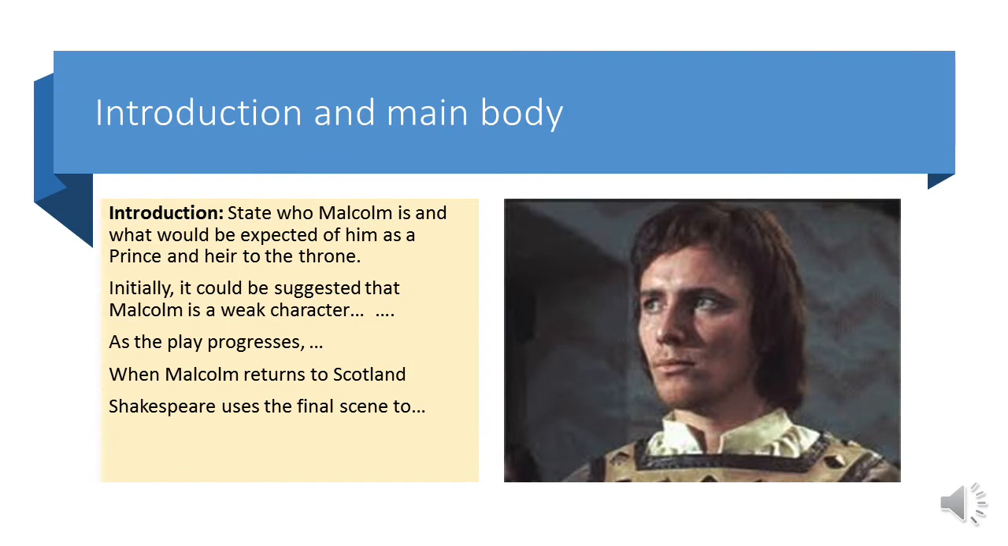Okay, so in the introduction, state who Malcolm is. Who is he? Obviously, he's a prince. He's an heir to the throne. Initially, it could be suggested he's weak. We've talked about that as the play progresses. So obviously use the table off the previous slide to help you write a really clear answer.